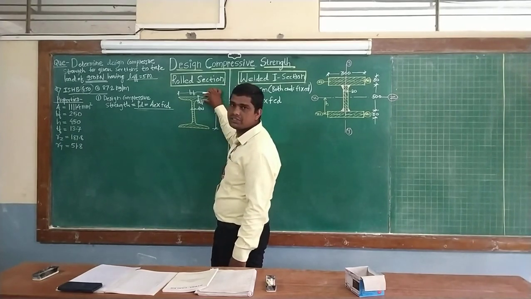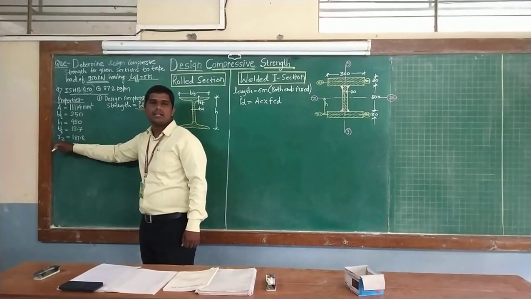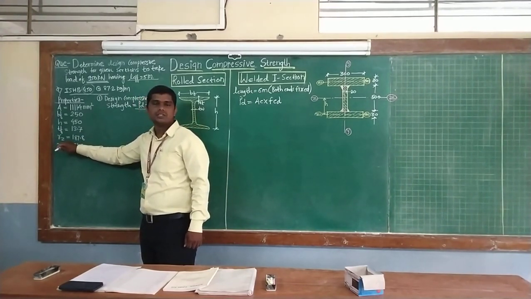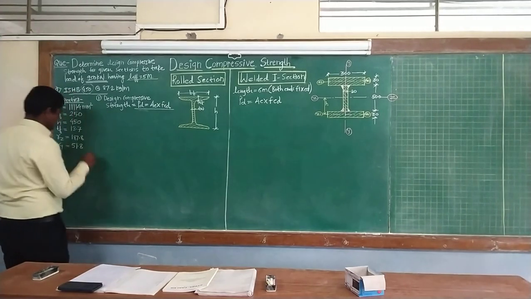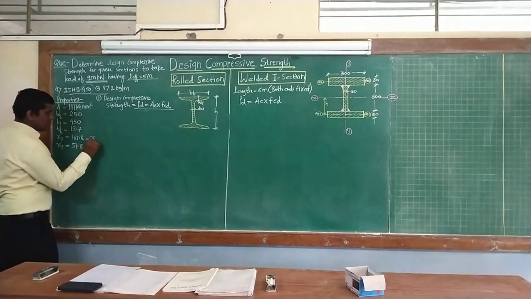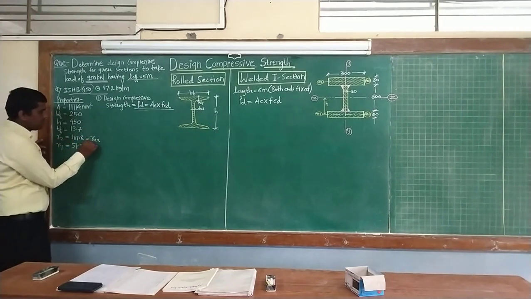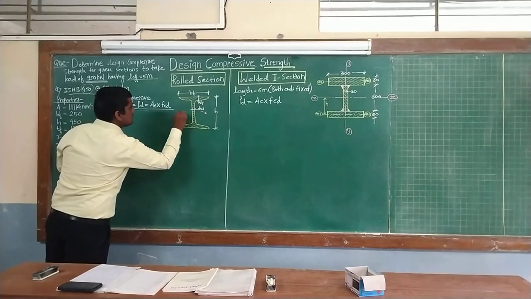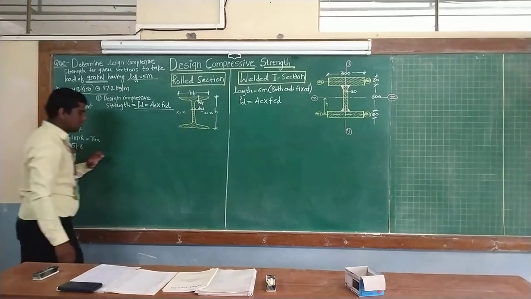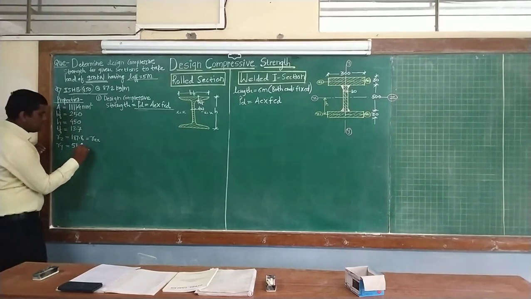Thickness of flange 13.7. Rz means radius of gyration along the Z axis, which is the same as the radius of gyration along the X axis, that is Rxx. Along the Z axis is equal to the X axis. Then the radius of gyration along the Y axis is given as 51.8 mm.